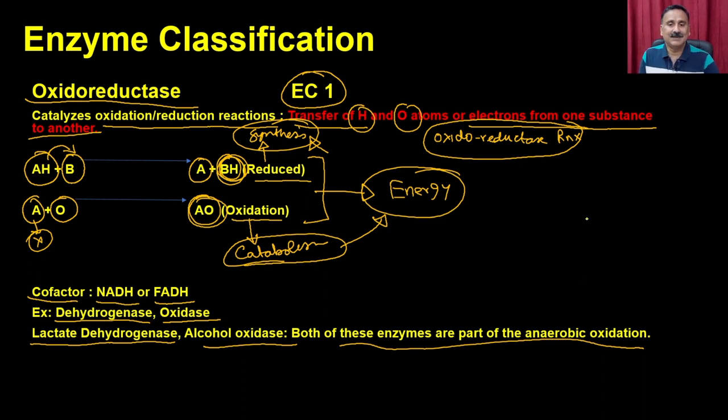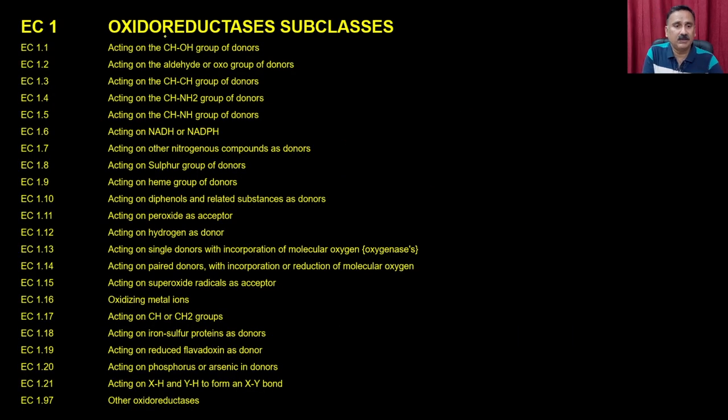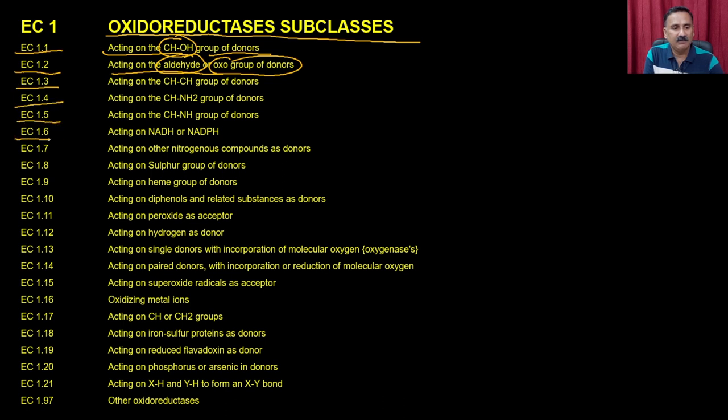Now, the oxidoreductase class is further divided based on subclass and sub-subclass. So what subclasses are present within the oxidoreductase class? You have EC 1.1, which are the enzymes acting on the CH and OH group of the donors. Then we have EC 1.2, enzymes acting on the aldehyde or oxo group of the donor. Then we have EC 1.3, 1.4, 1.5, 1.6. All these act on different types of substrates, like CH-CH substrate, CH-NH2 substrate. Sometimes they also act on NADH or NADPH.